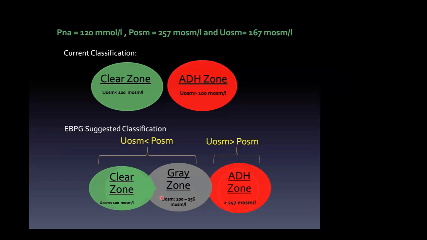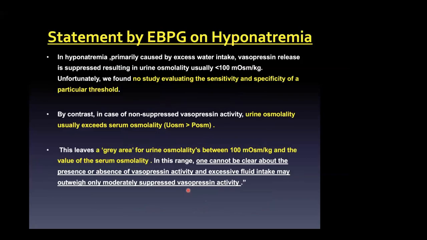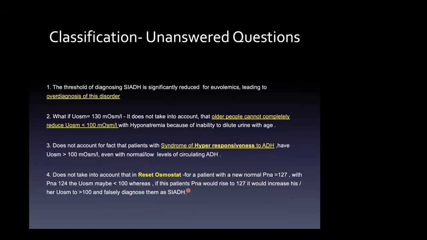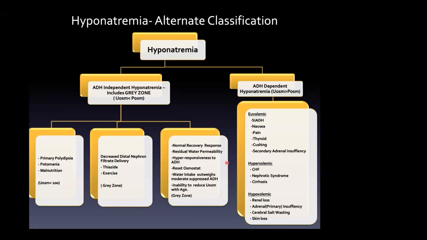The Europeans are saying that this is defined as a gray zone where, number one, yes, your diagnosis is just like here. It is SIADH, but if you have a patient in this group, try and think about other diagnoses as well. Okay, what are the other diagnoses besides SIADH and ADH-like effect? The other diagnoses can be something called syndrome of hyper-responsiveness to ADH. It can be reset osmostat or some other diagnosis, yeah?